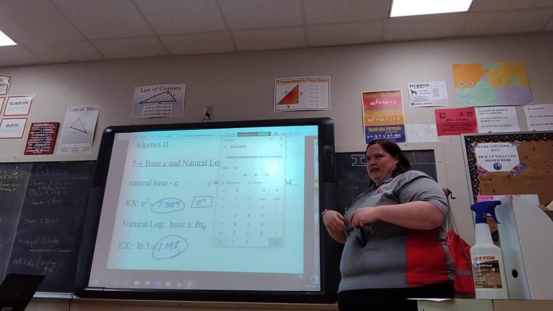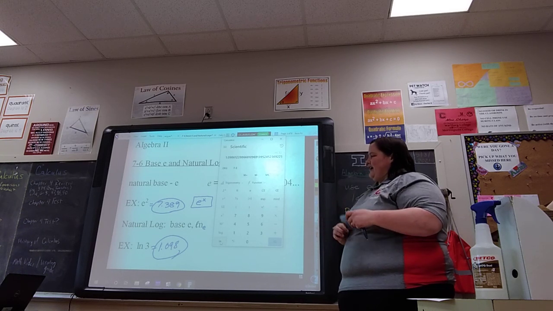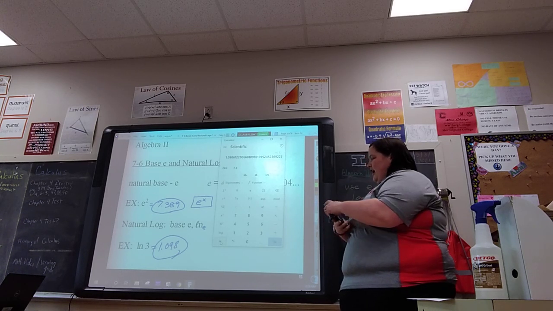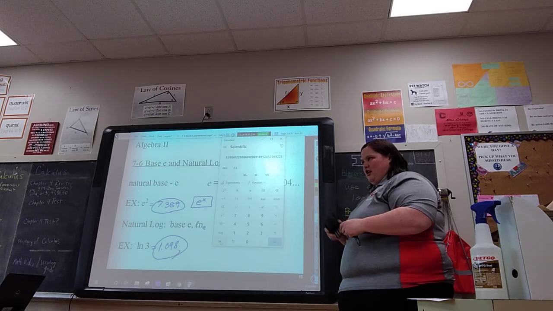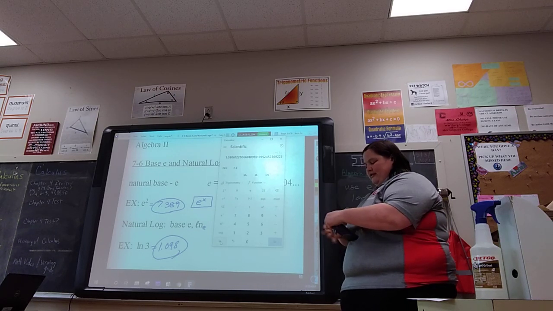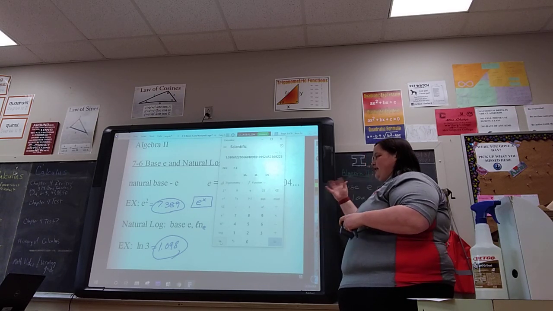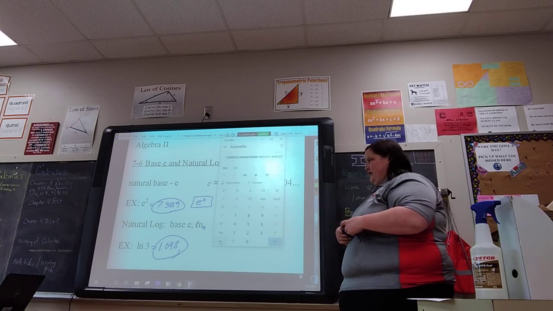Sometimes you have the ln and then the number, but ultimately, unlike other bases for log, it has its own special feature on every scientific calculator. So you don't have to do the whole dividing thing or anything like that. You just do ln 3 equals, and you should be good to go.